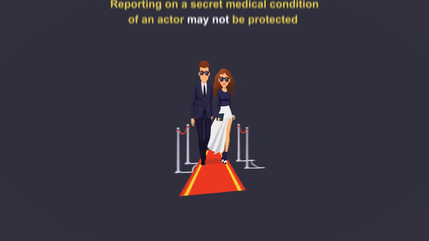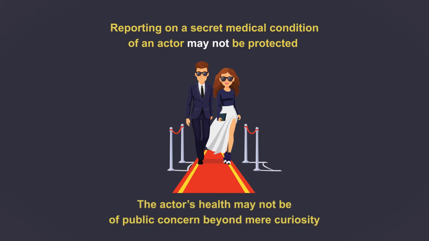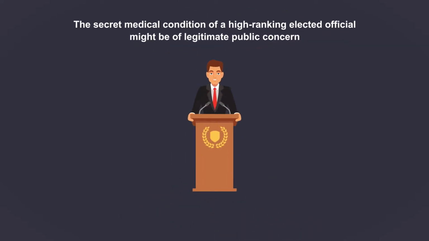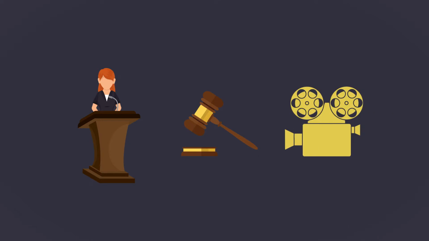For example, reporting on a secret medical condition of an actor may not be protected because the actor's health may not be of public concern beyond mere curiosity, while the secret medical condition of a high-ranking elected official might be of legitimate public concern. In one case, a woman won a suit against a movie studio for the publicity of facts regarding her private life when the studio made a movie about her past as a prostitute.